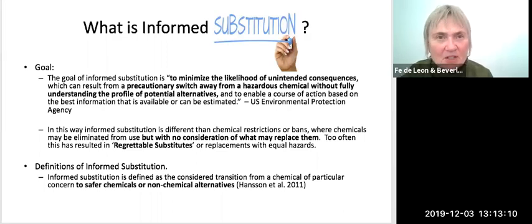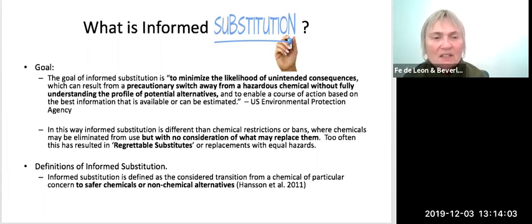So what is informed substitution? There are various definitions which all basically say the same thing, but the goal, of course, is to minimize unintended consequences of switching from one hazardous chemical to another without fully understanding the profile of these potential alternatives. And you can see here, I won't read it, that's the full statement from the US EPA. But it's important to know that in this way, informed substitution is very, very different to chemical restrictions or bans, where, of course, as those of us in the chemicals world know, chemicals may be eliminated from use, but if you're not considering what you're replacing it with, this often results in regrettable substitutes or replacements with equal hazard.